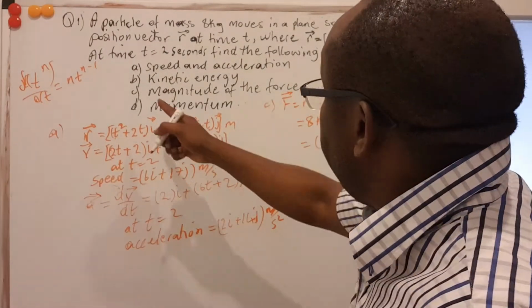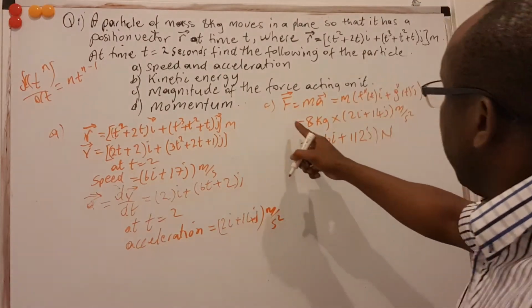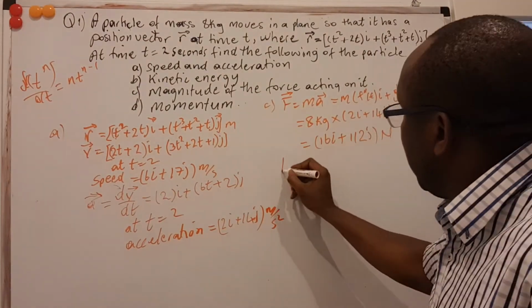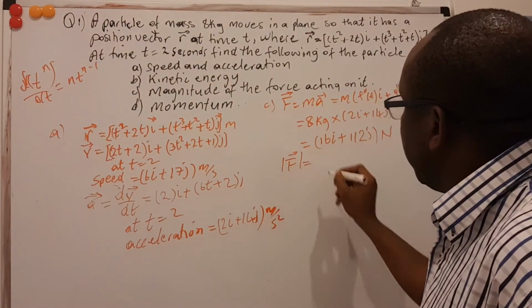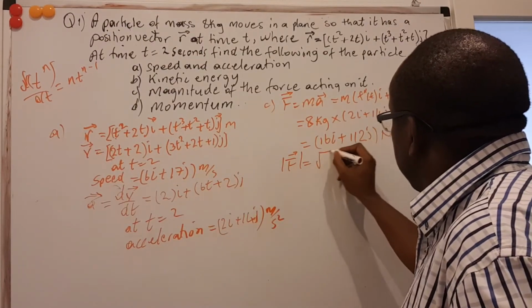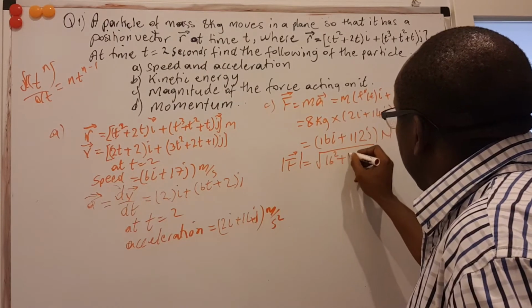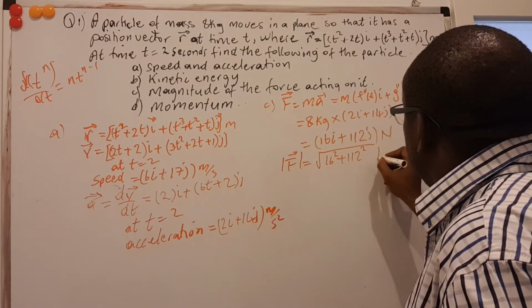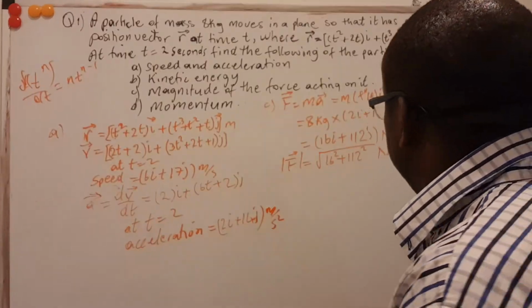But they said the magnitude of the force. So this one is a vector. So the magnitude, F, is simply equal to this squared plus that squared, square root. So this is the square root of 16 squared plus 112 squared newtons. I will leave you to finish that off.